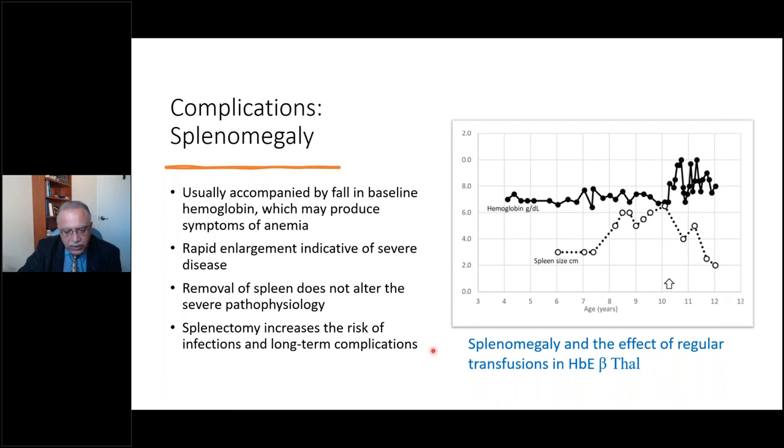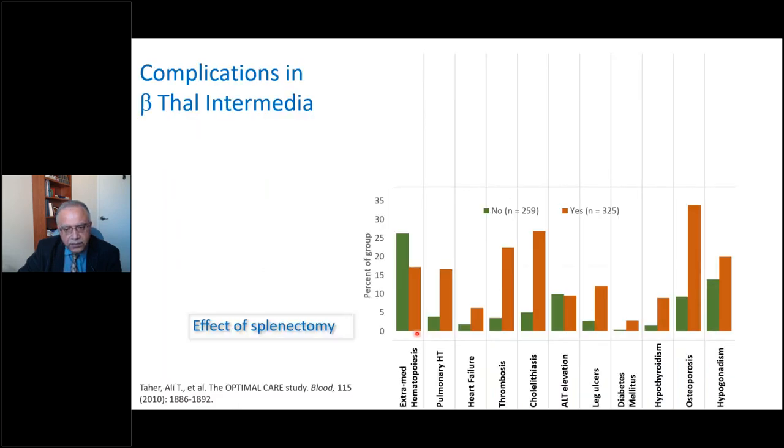So chronic transfusion therapy offers an alternative to doing splenectomy in the presence of rapid splenic enlargement, and is probably a safer option in the long term. So it was talking about the effect of splenectomy and the risk of long-term complications. And this is illustrated in the paper from Dr.